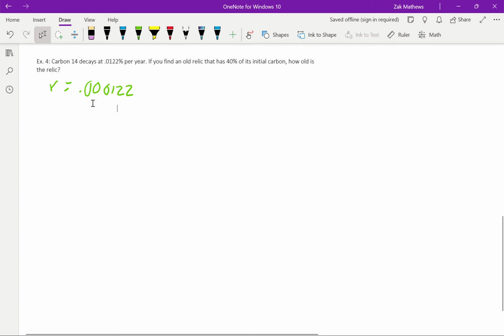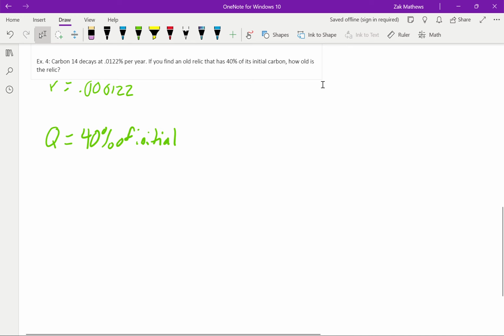It means it's a very, very small number. Carbon decays very, very slowly. That's why it's very accurate in carbon dating. We find an old relic that has 40% of its initial carbon. Wait a minute, we see another percentage pop up. Why isn't that the rate? This is not saying it's increasing or decreasing by that amount. It's saying that's how much we have present now. That's how much we have left. That is giving us our Q. Our Q is 40% of the initial.